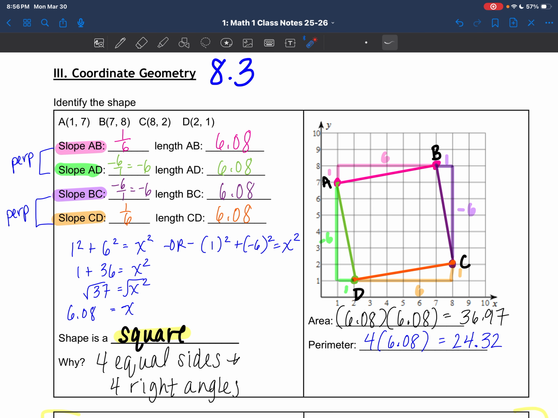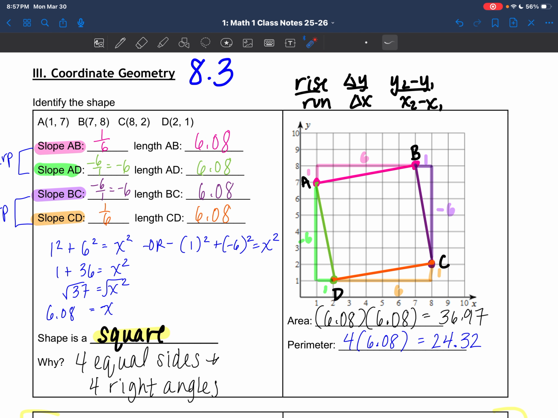All right, so for slope of AB, we're connecting this line right here. So from A to B, we're going to go up 1, to the right 6. So our slope is 1 over 6. Remember, it's always rise over run, change of y over change of x, or your actual formula. But in this case, using the graph is probably the best.